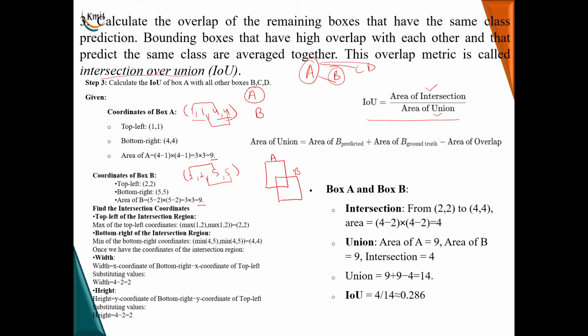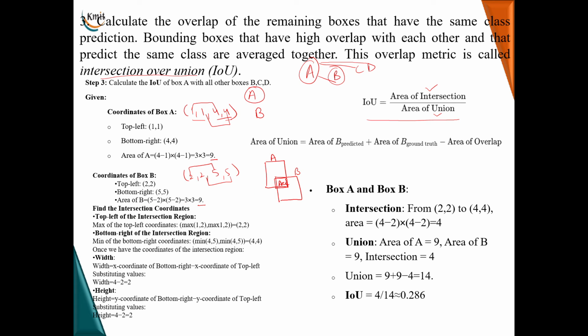For example, this is my A bounding box, this is my B bounding box. In the numerator, we are finding the area of intersection. So this is the intersection of A and B. We will find the area of this intersection. To find it, first we will calculate the area of A, then the area of B, and then we calculate the area of intersection.